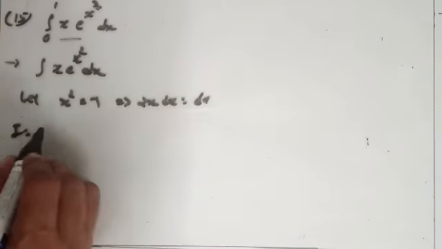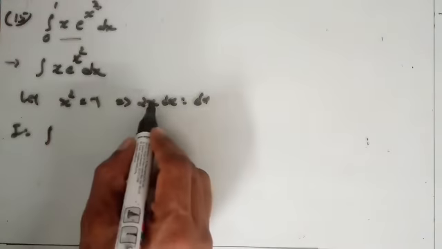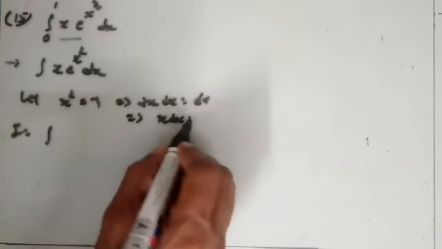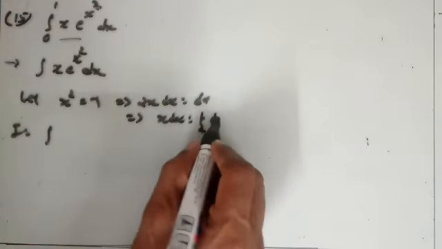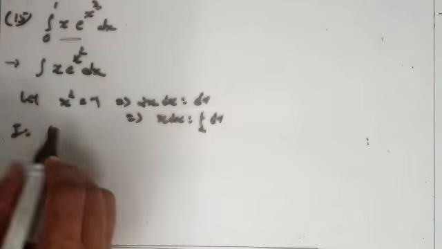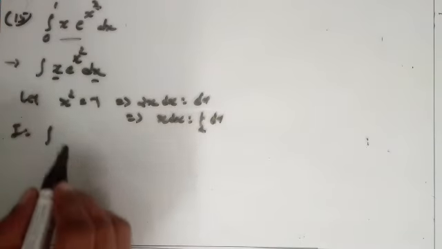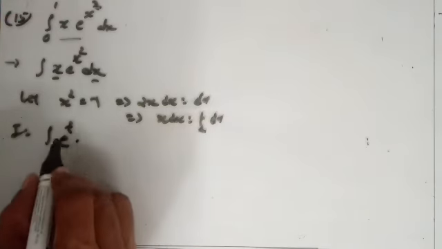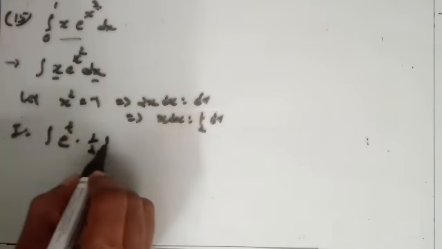So the integration becomes, here 2 take this side, so x dx is equal to 1 by 2 dt. e raised to x² is equal to e raised to t, so e raised to t into 1 by 2 dt, clear.